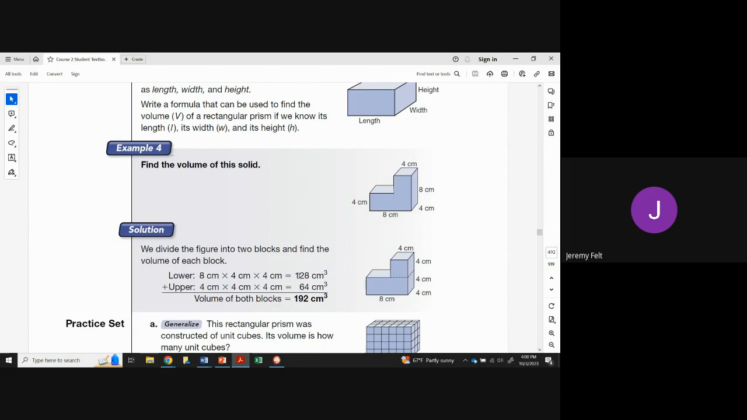And then we add those two. The same thing we've done with area of two-dimensional shapes, we can do the same thing with these solids, these three-dimensional shapes. Break it up into 2 solids, or 3 or 4, however many you need to. Find the volumes of them individually, and then add them together.